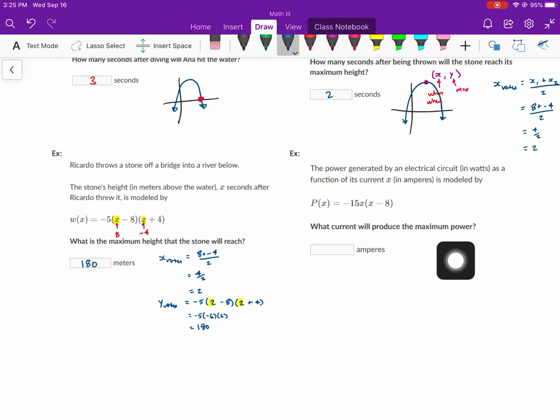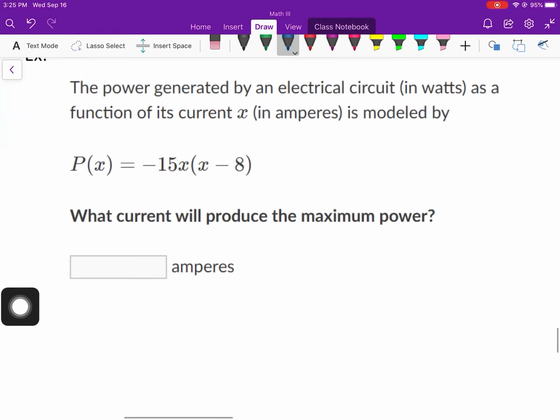Right here, what current will produce the maximum power? So it's not asking what is the maximum power, it's saying what current would produce it. So here, 0 is one x-intercept, 8 is the other. So the x for the vertex, we just add those two up, divide by 2, and you would get 4. So that's the idea there.